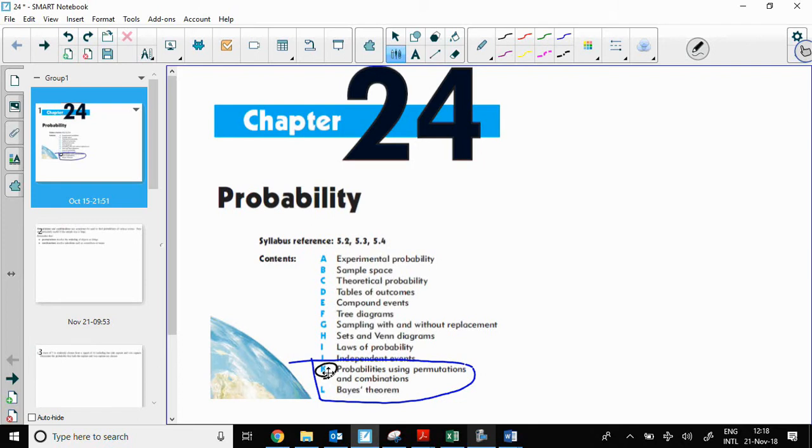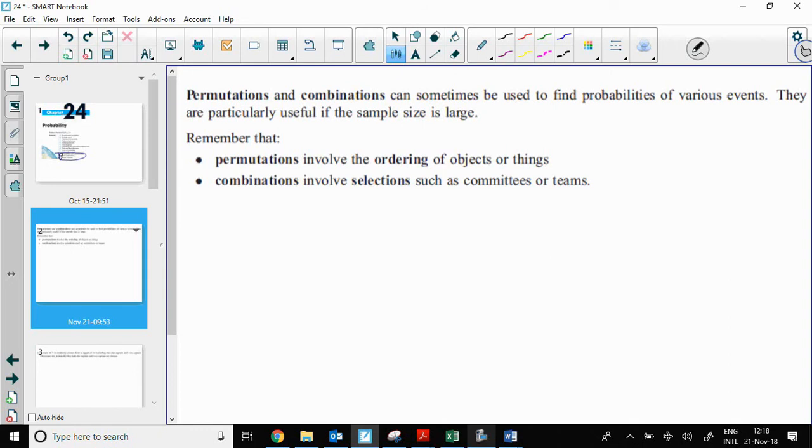And then section L is Bayes' theorem. I've commented in just about every video in this series so far that I think that section's dumb. I stand by that. We'll see when we get to it. Just a reminder, permutations involve ordering objects, combinations don't. Let's do one.